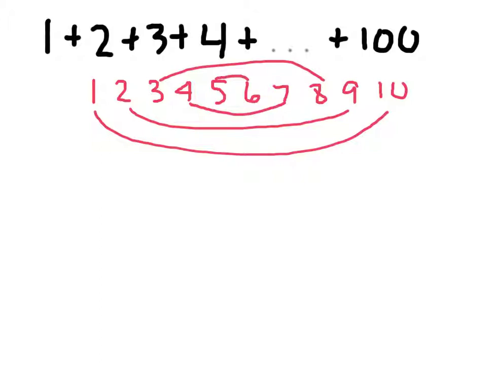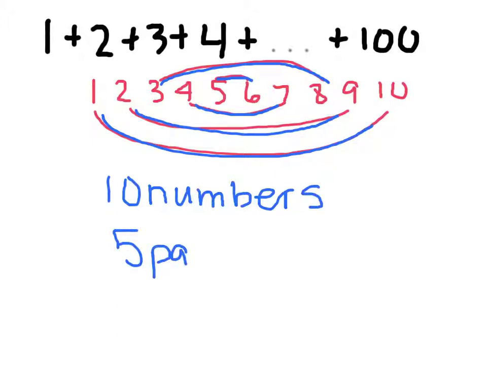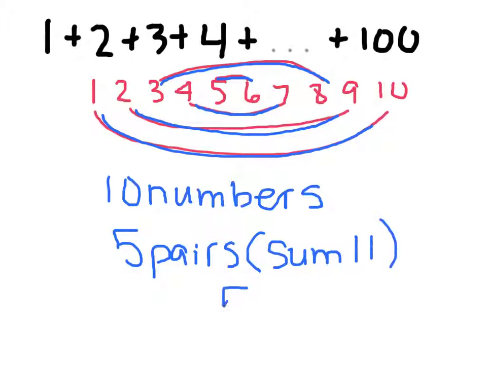And so if we count my number of pairs, I've got 1, 2, 3, 4, 5. I had 10 numbers, but those 10 numbers resulted in 5 pairs. And those 5 pairs all had a sum of 11. And so the sum of the first 10 numbers is 55.